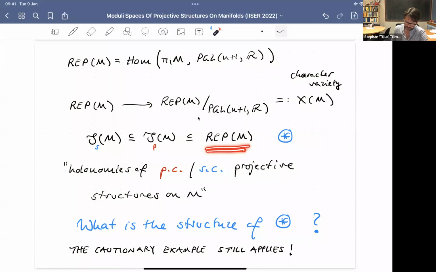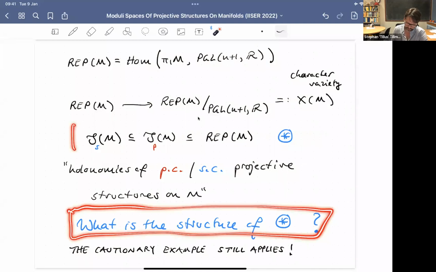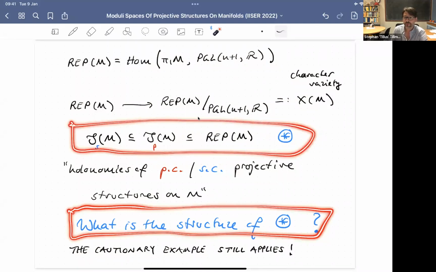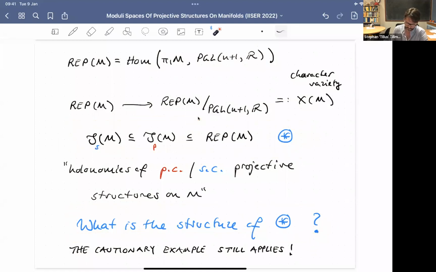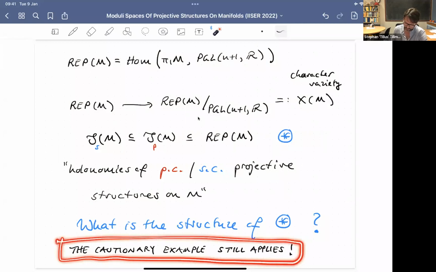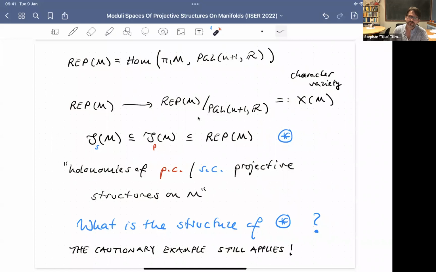Okay, and so inside the set of representations, we have those holonomies of properly convex structures, and those holonomies of strictly convex projective structures. And the question is, what is the structure of these subsets? What can we say about them? How can we characterize them? Can we compute them? And of course, this cautionary example, the Anderson-Canary example, still applies, because it already fits the bill: we have holonomies of strictly convex projective structures, and they converge to something that's not a strictly convex projective structure. So this is something one needs to either deal with or have hypotheses that avoid this example. Okay.